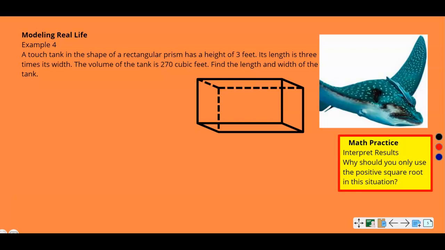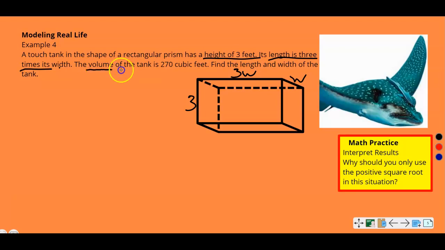All right, so we have a rectangular prism here. So let's label. First it says a height of 3 feet. So we know the height is 3 feet, so that's this distance here. And it says its length is 3 times its width. Well, we don't know the width, so we're going to call it W. And this will be 3 times W. All right, so let's find the length and width of the tank.